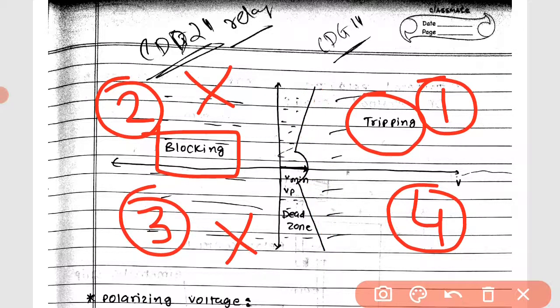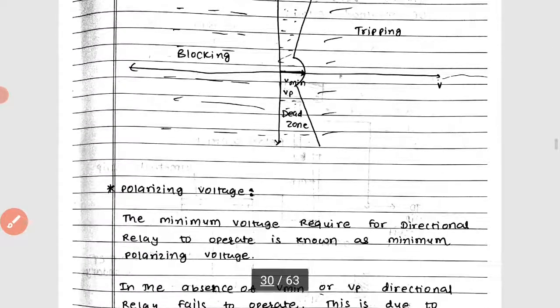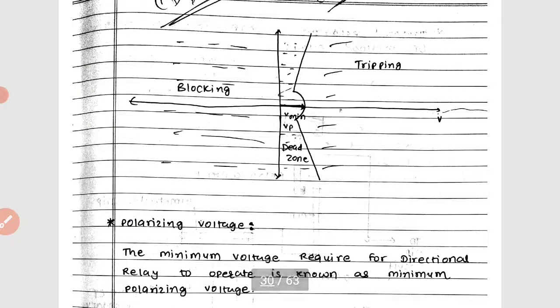But there is also this part, which is known as the polarization voltage. What is polarization voltage? The minimum voltage required to operate our induction cup relay is known as the polarization voltage. It is very necessary, because if the current is there but the voltage is not, the multiplication of the two becomes 0. Let's assume the voltage is 0 and the current is 5000, but 0 into 5000 is 0. So voltage is also required, because we give two inputs, voltage and current.